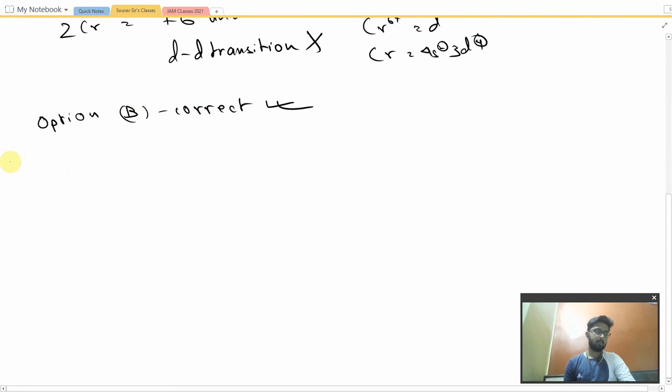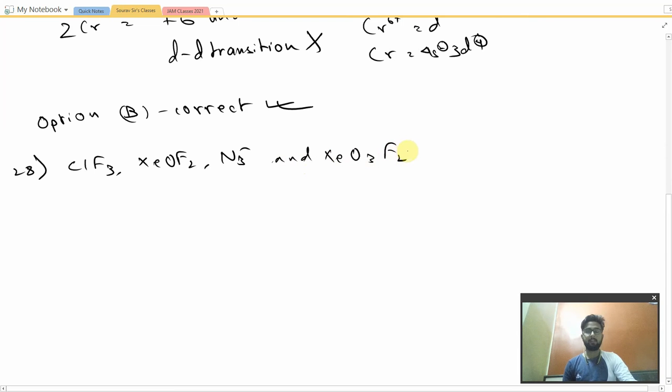Okay, moving on to the next question, that is question number 28. This question says that the shapes of the compounds ClF3, XeOF2, N3 minus, and XeO3F2 respectively are. Okay, so let us solve them one by one. We have to use the VSEPR theory.